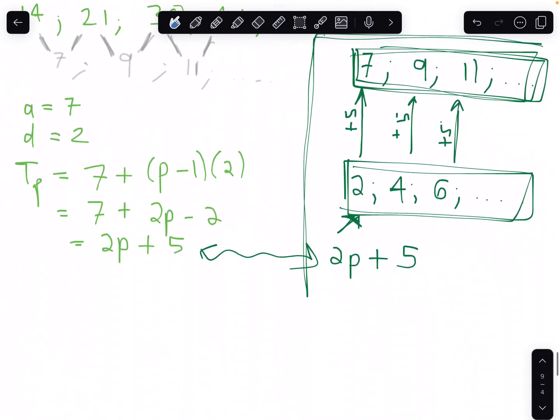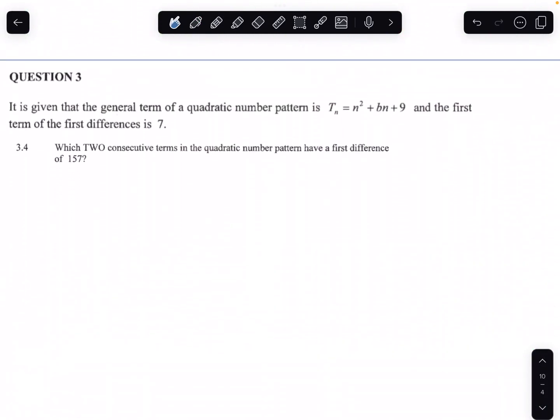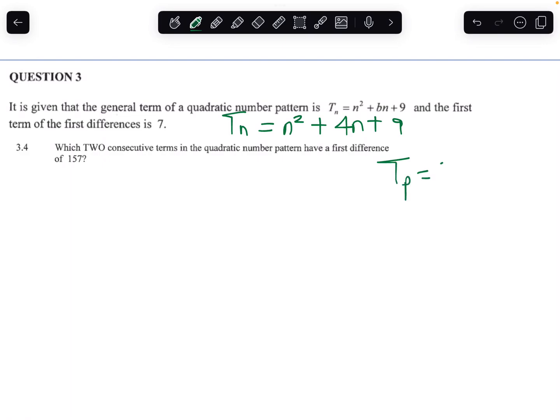Right, I think there's one more question here. Okay, so same starting point, n squared plus 4n plus 9. Which 2 consecutive terms in the quadratic number pattern have a first difference of 157? Okay, so we now know that the first differences follow this sequence, right? So we can then use that to figure out the how manyth first difference is equal to this, right? So at what point is 2p plus 5 equal to 157?